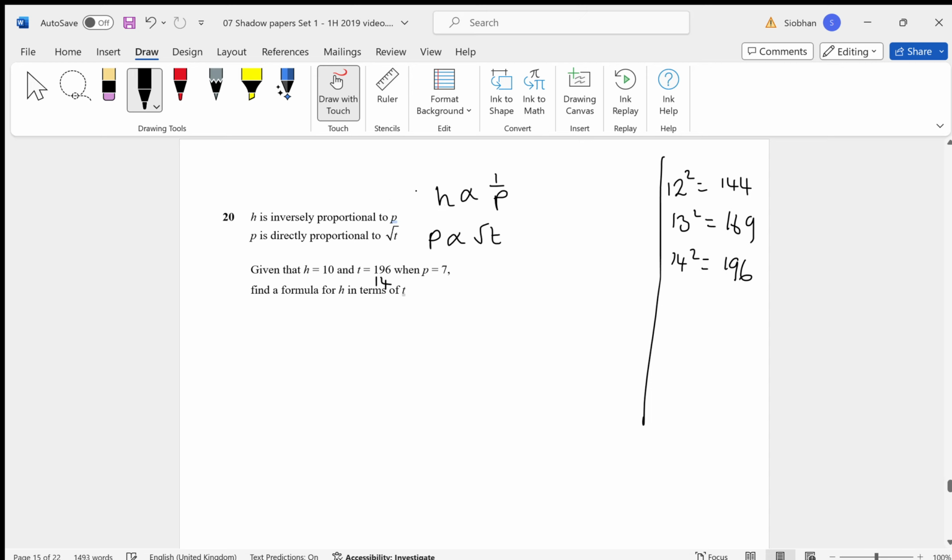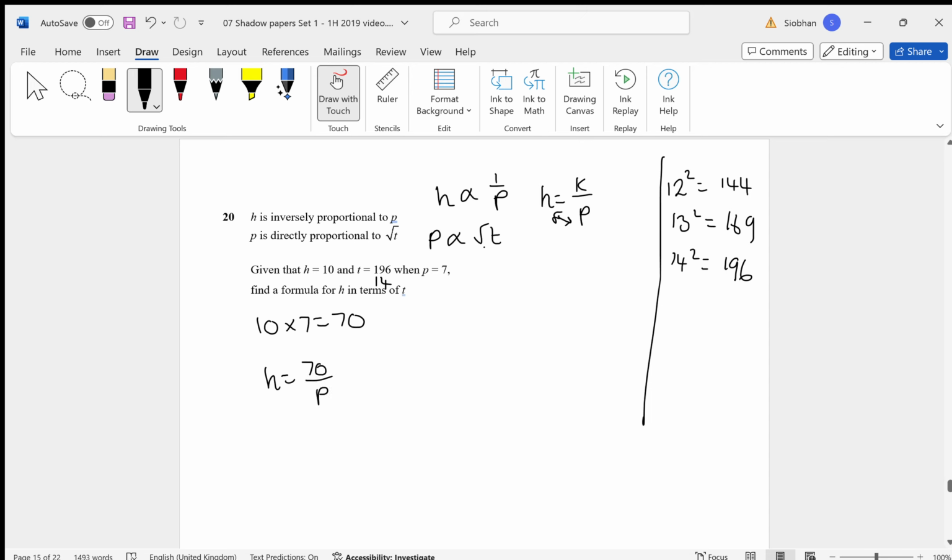So let's go through the first one here. So this is where we're going to have H equaling K divided by P. In order to get K, we need to times these two numbers together, and that's going to get us what the constant K is. So we need to times H by P. So that's going to get us 70. So that means H is going to be 70 over P.